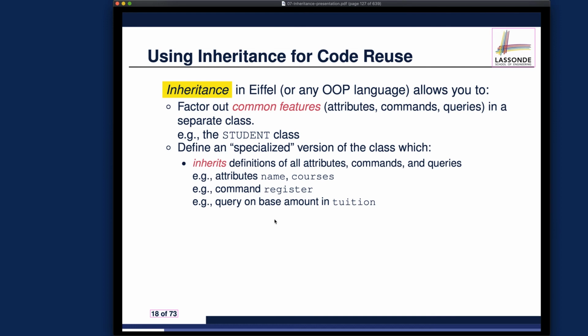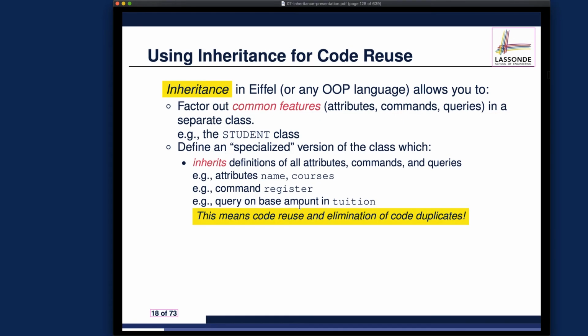Okay, and then we got tuition. Tuition is only implemented partially. So it's implemented and then we redefine that. This means code reuse and also eliminates code duplicates. So that means we will satisfy single choice principle. That's really important. Okay, and then we define new features if necessary.